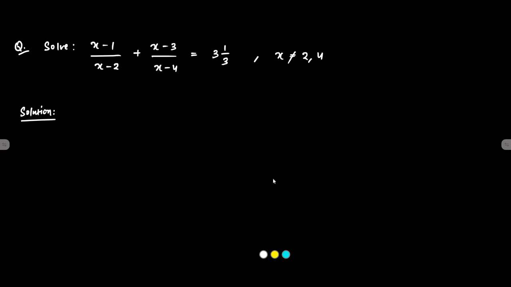So we have to first convert it into a quadratic equation and then solve it using the quadratic formula. So the equation is x minus 1 by x minus 2 plus x minus 3 by x minus 4 is equal to 3 1 by 3. Here the condition is given that x is not equal to 2 or 4. So here first we'll write the equation.